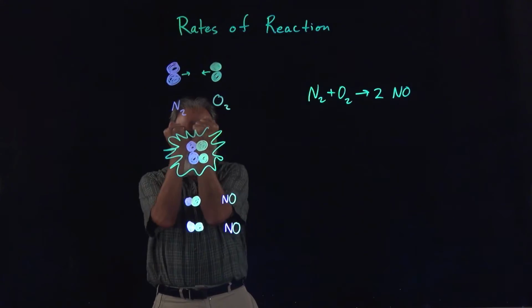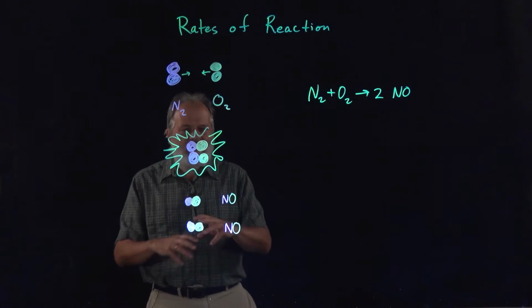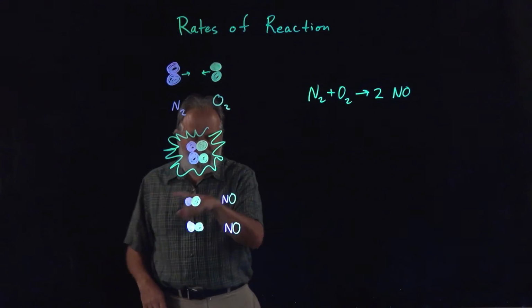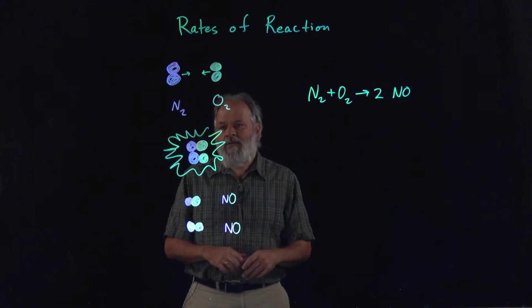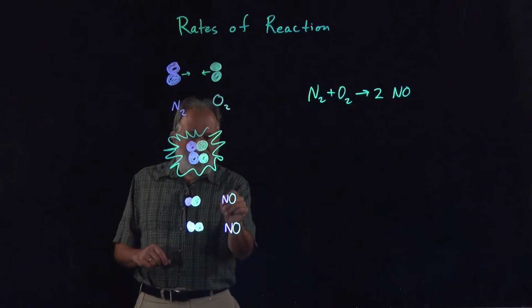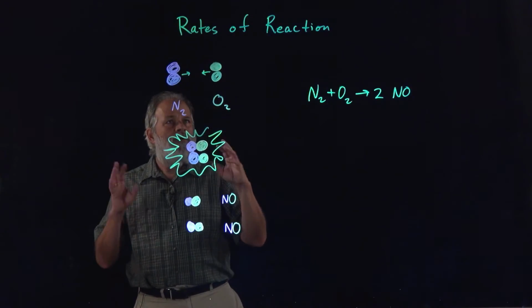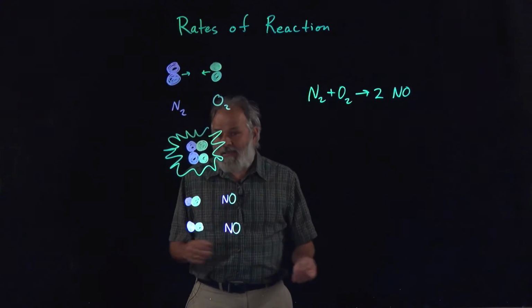So we have two molecules, bang, this is the energy of the collision, and then when they separate, now they're two different pieces. So the energy has to be enough to break this bond, and you get some of the energy back from making this bond. But anyhow, that's basically how reactions occur.